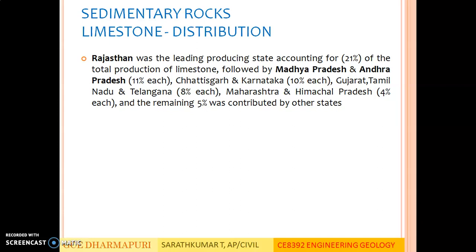Distribution of limestone. Rajasthan was the leading producing state, accounting for 21% of the total production of limestone, followed by Madhya Pradesh, Andhra Pradesh, Chhattisgarh, Karnataka, Gujarat, Tamil Nadu, Telangana, Maharashtra, Himachal Pradesh.